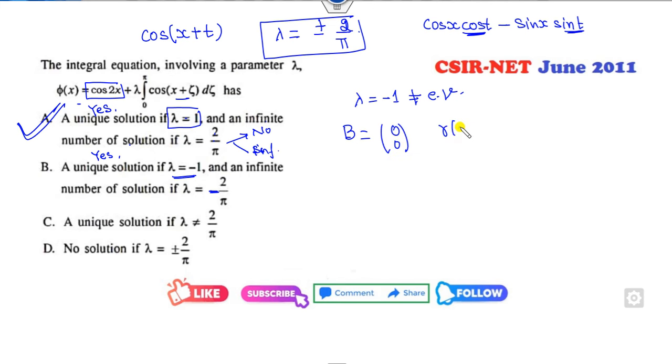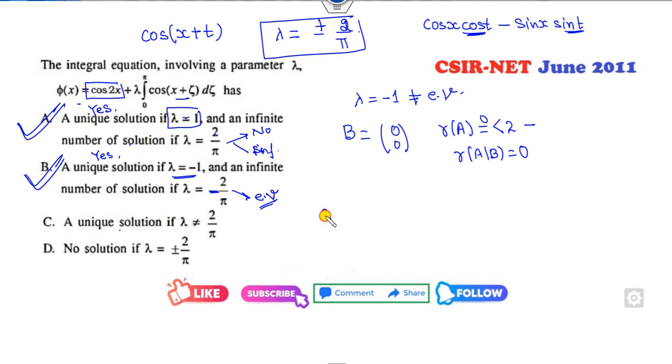So the rank of A, because this is my eigenvalue. Once it's an eigenvalue, the rank is always less than 2. And the rank of A with condition B is also 0. Yes, this is satisfied. Next option: unique solution if lambda is not equal to 2 over pi.